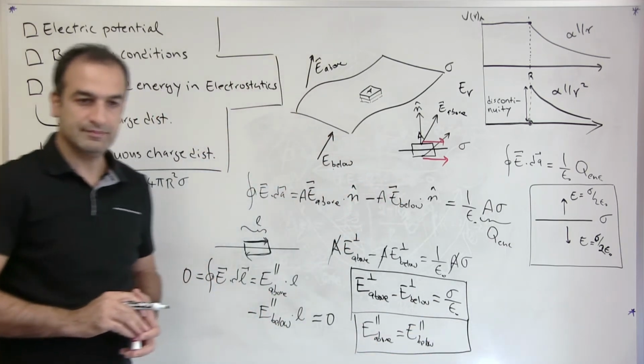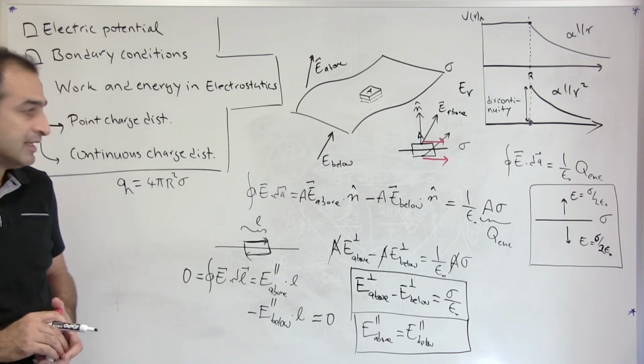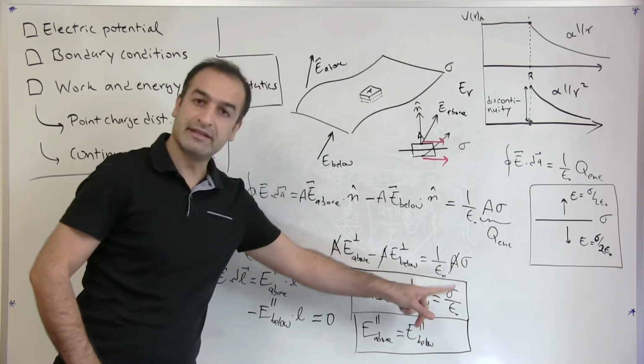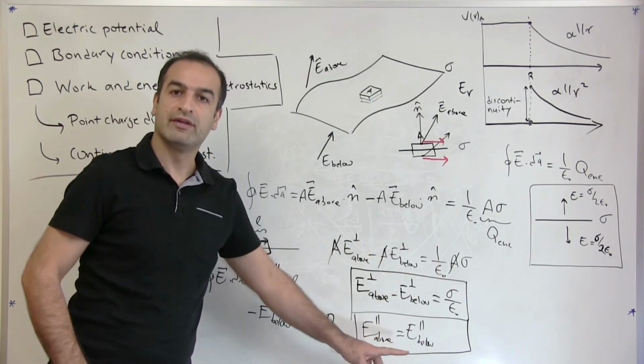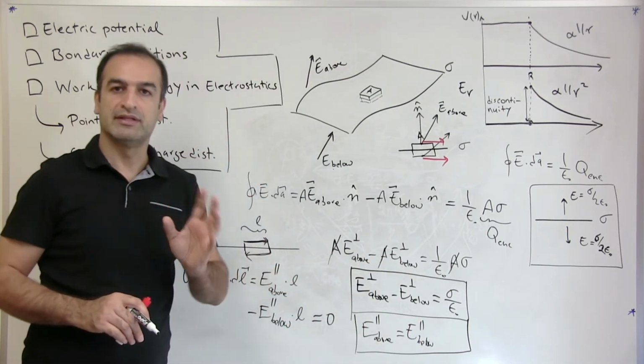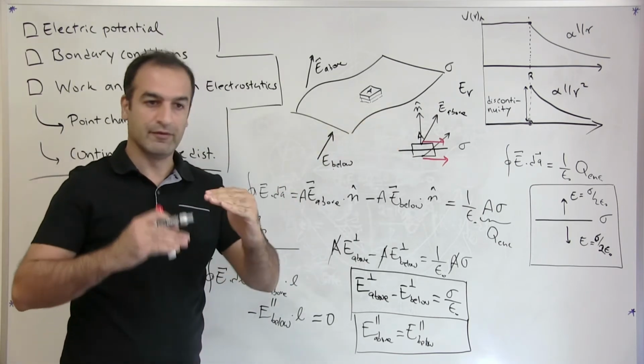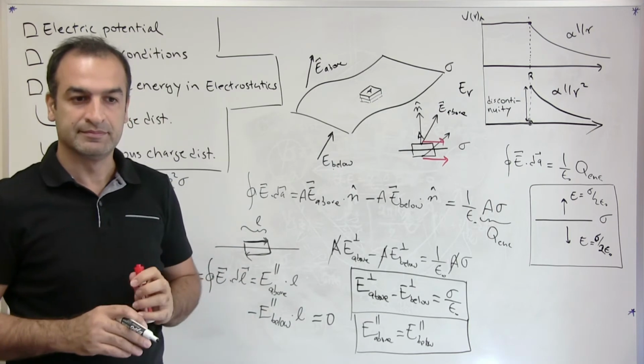Sounds good. So for the normal component, we have a discontinuity proportional to the surface charge density. For the tangential component, there is no discontinuity, and it should be exactly the same if we move from the bottom to above.